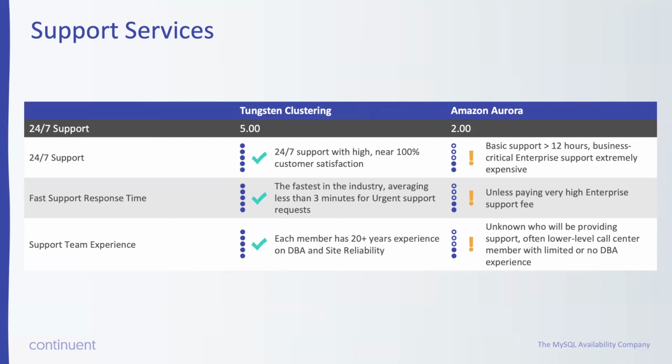How about response time? We're pretty proud that at Continuent, we average less than 3 minutes when there's an urgent request. We take those extremely seriously. With Amazon Aurora, you need to be paying the extremely high enterprise support fee for any kind of quick turnaround like that. Support team experience. All the members of Continuent have at least 20 years experience with DBA roles, site reliability, and admin. With Aurora, it's really unknown who is going to be your first level of support, if it needs to be escalated. So you really don't have a guarantee there. With Tungsten Clustering, at all levels you get the highest level of support with your ticket. You don't have to go through multiple levels.